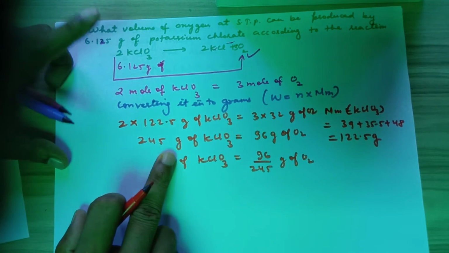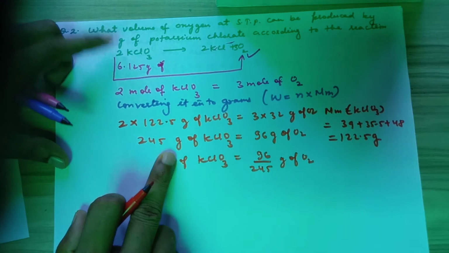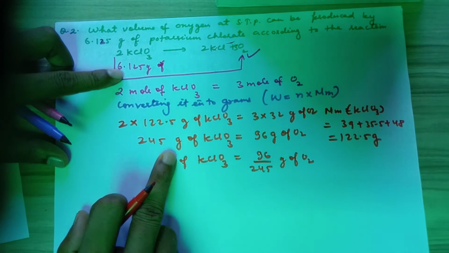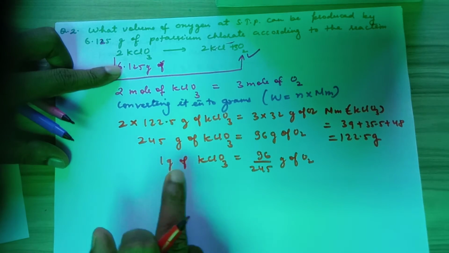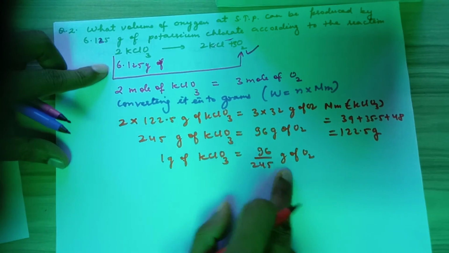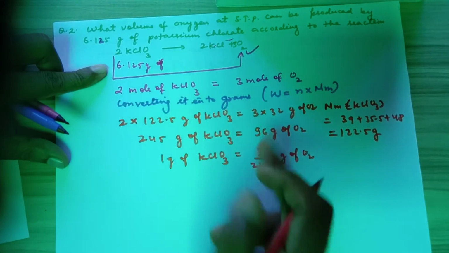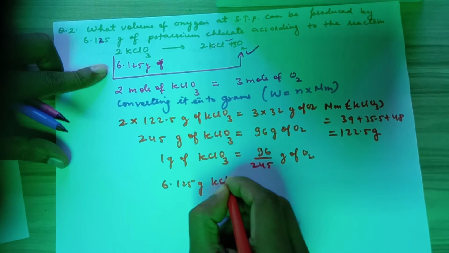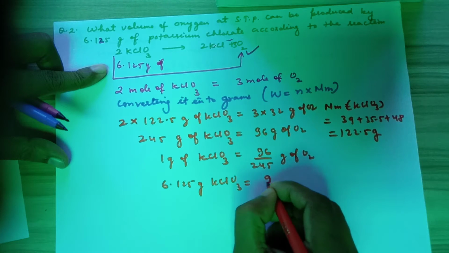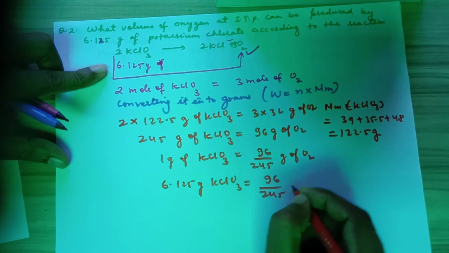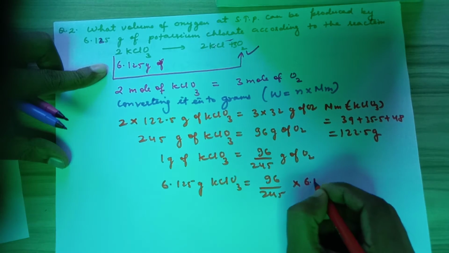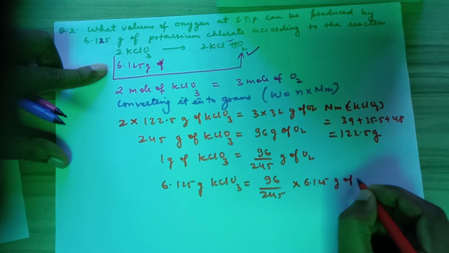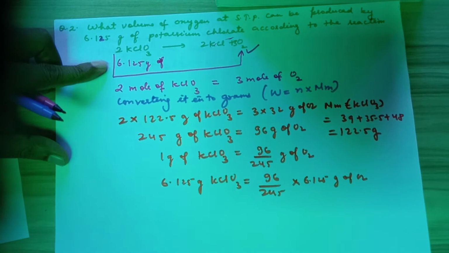This is from the interpretation of the chemical equation. Now it is given 6.125 grams, so we have to use this information. We know 1 gram will give this amount. So 6.125 gram of KClO3 will give 96 upon 245 into 6.125 gram of O2.